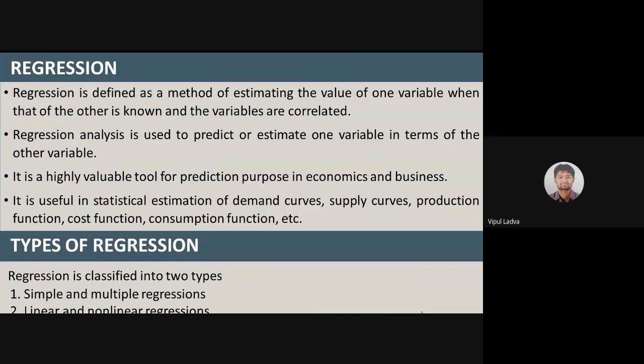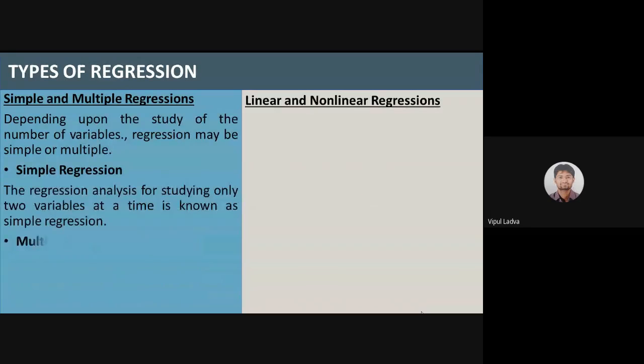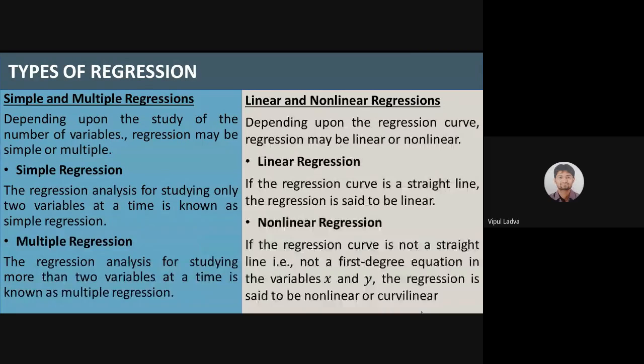And based on the curve, if we are dealing with a first degree equation, that means a straight line, then that regression will be known as linear. And if we wish to identify a curve which is second degree or third degree, that means a quadratic, cubic or biquadratic equation, then such regression will be known as non-linear. So both of those were the types related to regression. ये बात हम कर चुके हैं.